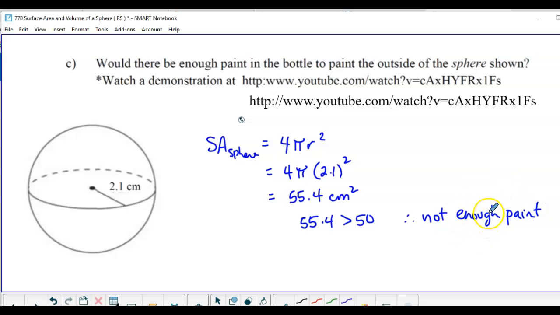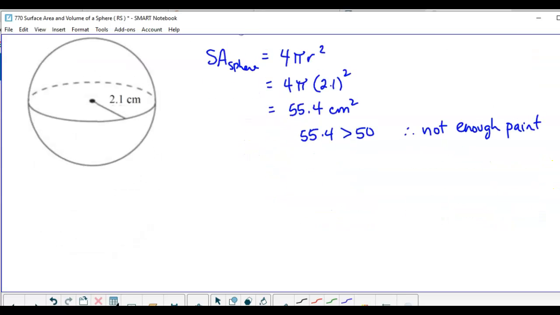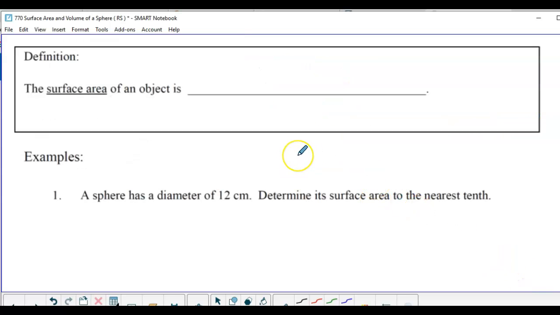Okay, so those are the surface areas of three basic, common shapes that you have to work with. Just a reminder, the definition of surface area is the total area of all surfaces.